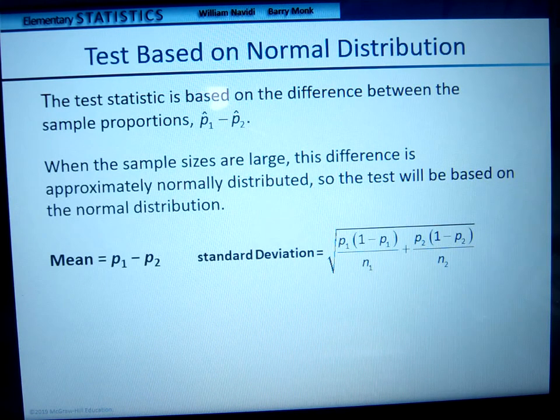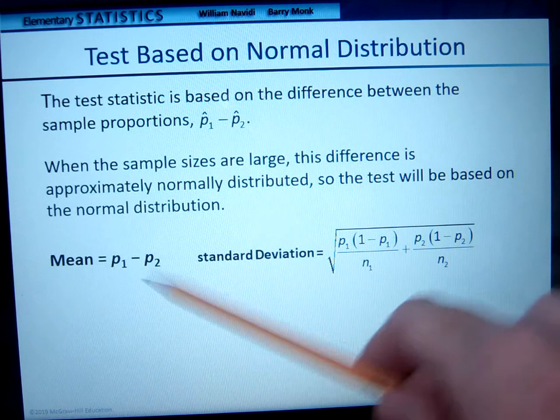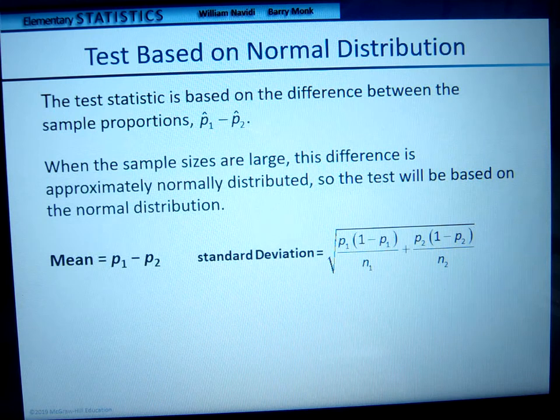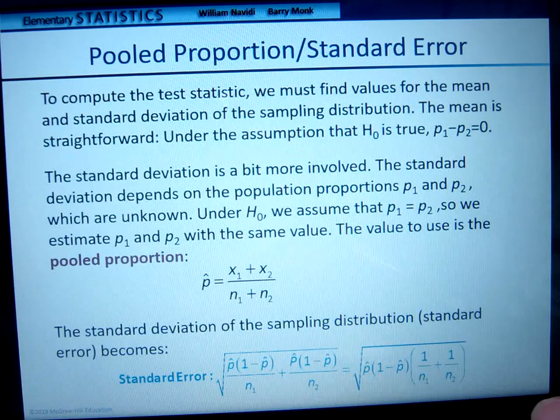Test based on normal distribution. The test statistic is based on the difference between the sample proportions. So when the sample sizes are large, this difference is approximately normally distributed. So the test will be based on the normal distribution. So here we have the mean, the difference in the means, and we have the standard deviation. To compute the test statistic, we have to find out the values for the mean and the standard deviation of the sampling distribution. So the mean is straightforward.